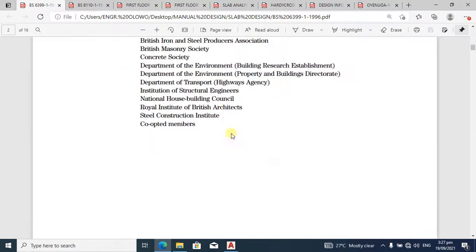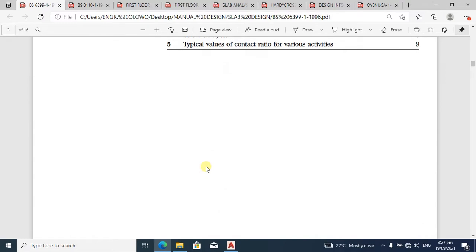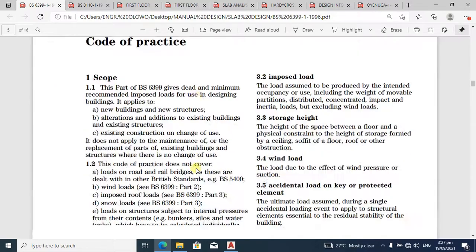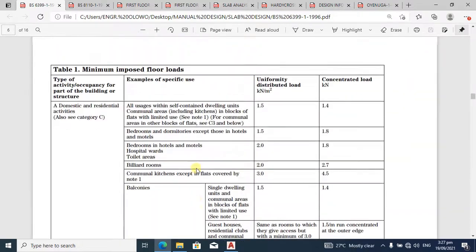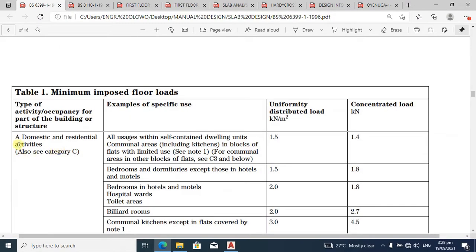This BS code is used to check loadings, live loadings, depending on different usages. So in this case, our structure is for domestic and residential activities, and that is category A, as you can see. And under this category A, you can see examples of specific use. You can see all usages within self-contained dwelling units.